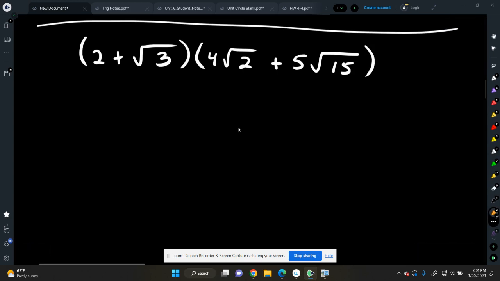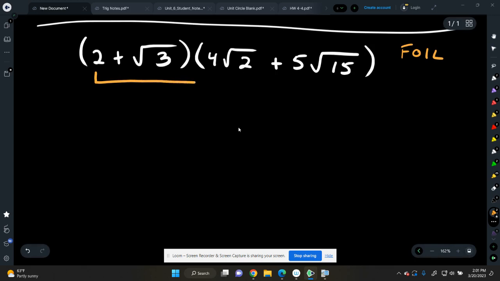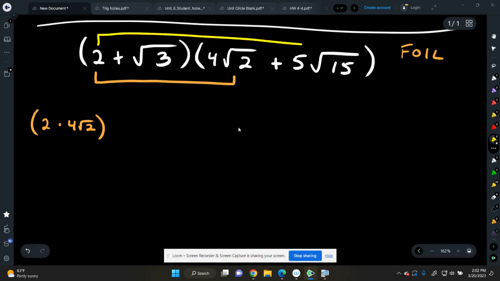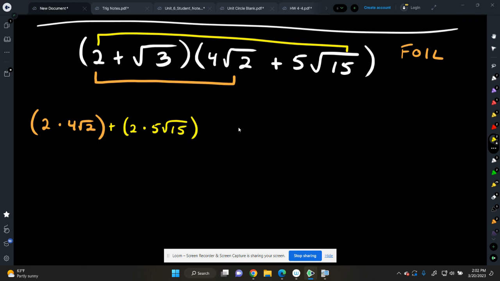Exactly, distribute. Now, this is a binomial times a binomial, so we can use that rule of FOIL to distribute, right? So we're going to do first 2. I'm going to write this out so that we don't lose track. 2 times 4 root 2. Okay, that's the first one. Try and do them in different colors for you. And then plus 2 times 5 root 15. So I took the 2 and I distributed it over everything in the other parentheses.